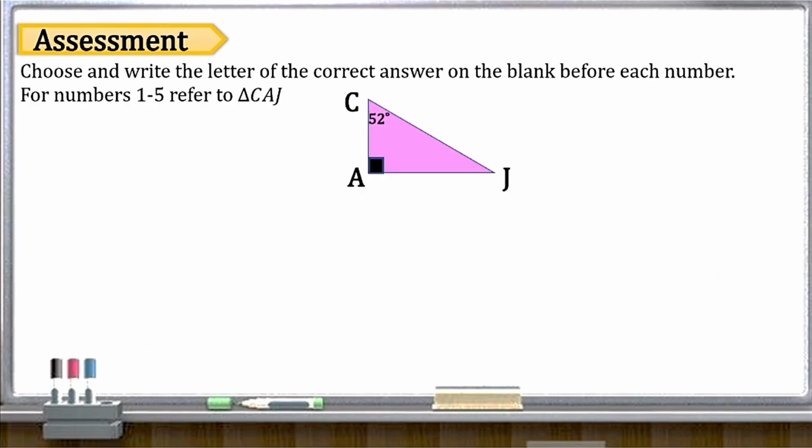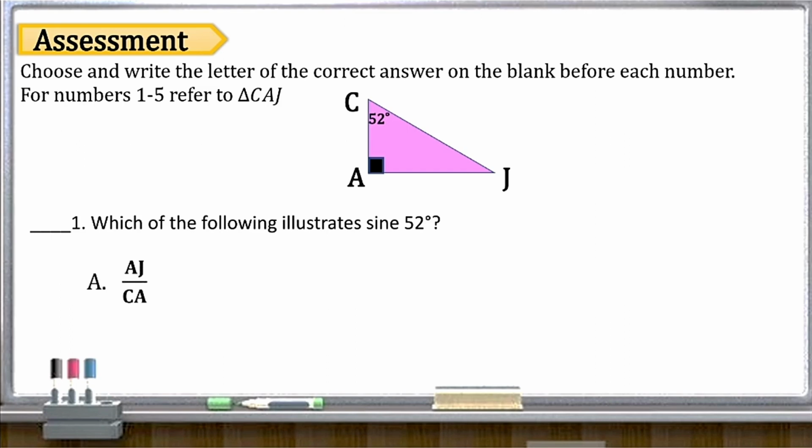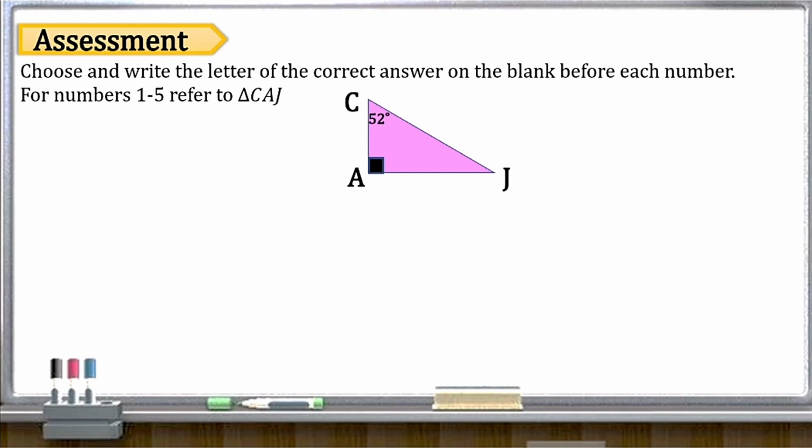And for assessment naman, class, choose and write the letter of the correct answer on the blank before each number. So for numbers 1 to 5, refer to triangle CAJ. So number 1, which of the following illustrates sine 52 degree? Letter A, AJ over CA. Letter B, AJ over CJ. Letter C, CA over AJ. And letter D, CA over CJ.